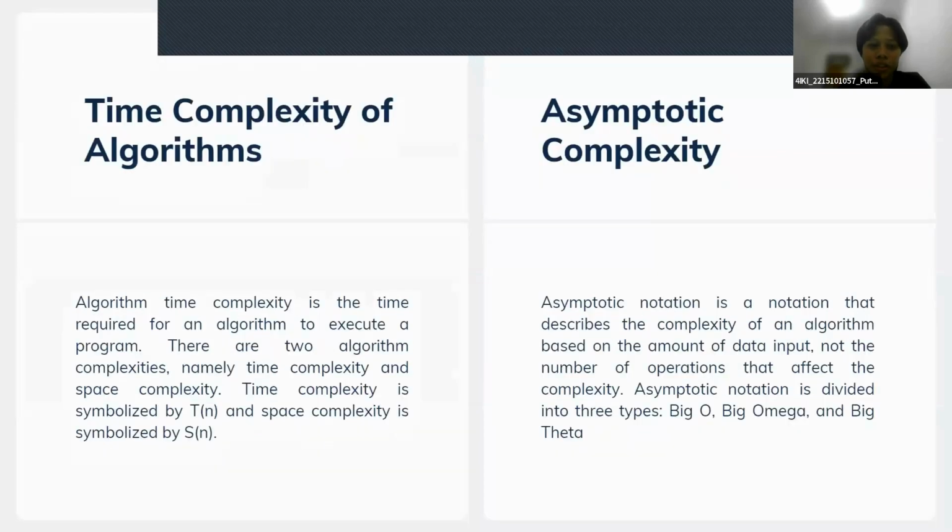Next, we have the time complexity of algorithm. Algorithm time complexity is the time required for an algorithm to execute a program. There are two algorithm complexities, namely time complexity and space complexity. Time complexity is symbolized by T(n), and space complexity is symbolized by S(n). Next, we have asymptotic complexity, which is a notation that describes the complexity of an algorithm based on the amount of data input, not the number of operations that affect the complexity. Asymptotic notation is divided into three types: big O, big omega, and big theta.